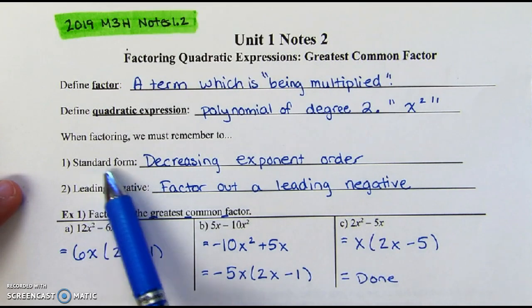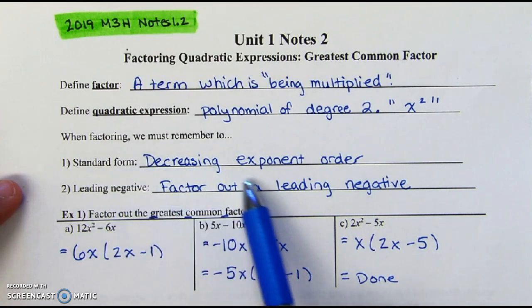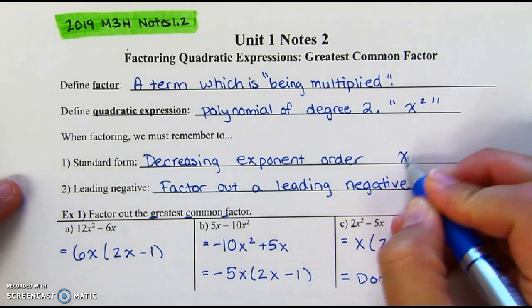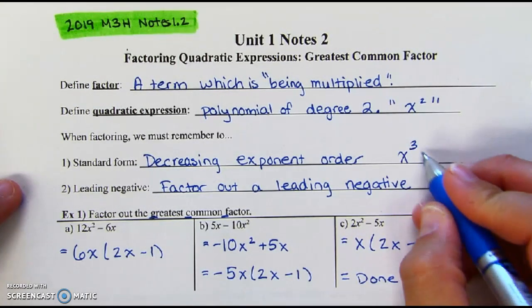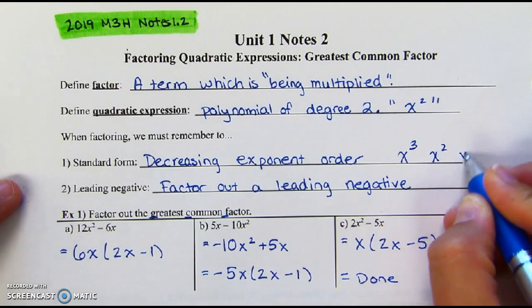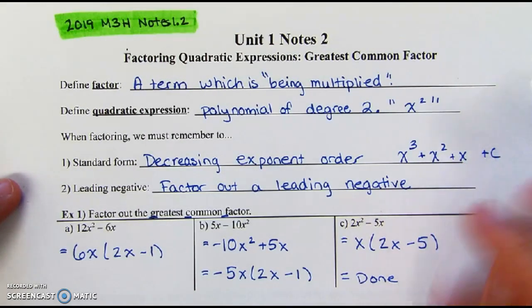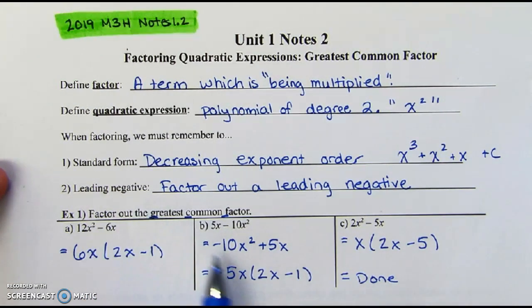We all need to know what standard form is, and that's in decreasing exponent order. So we're always going to have the x cubed, that's not a quadratic, then x squared, then x, and then the constant. The number on the end is the constant. A leading negative, you might not know this. So if you have a negative in the front, like a line leader, see how that negative's in the front? We're always going to factor out a leading negative.